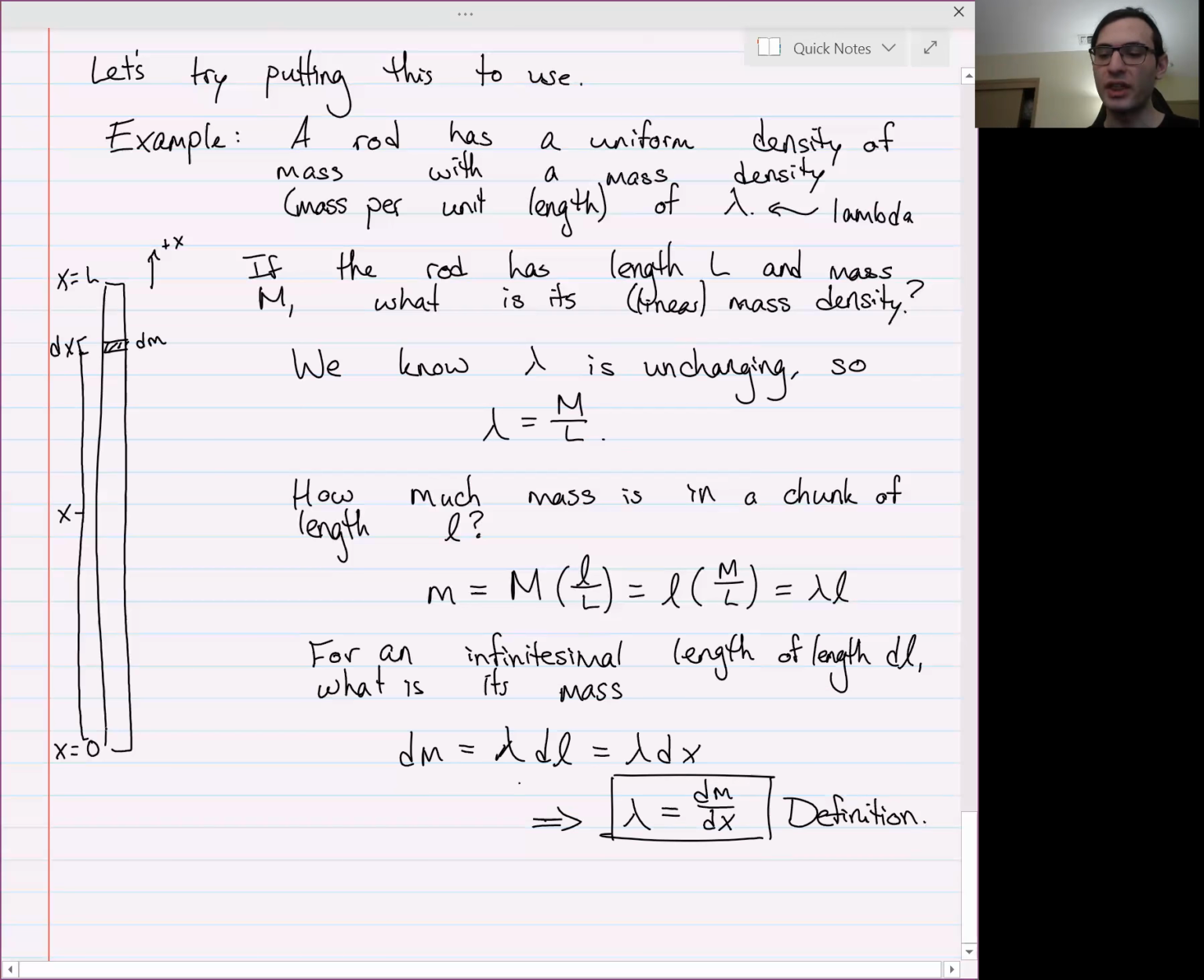So you can note that this has to be constant, because as you travel up the rod in the x direction, the mass accumulates at a linear rate. If you go halfway up, you get half the mass. If you go the full way up, you get the full mass. And so that's a linear rate. And so we would get that the derivative of the mass should be constant.